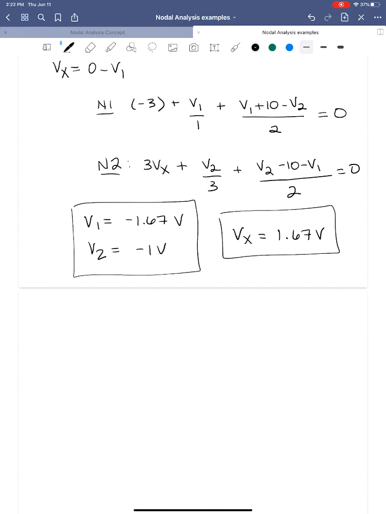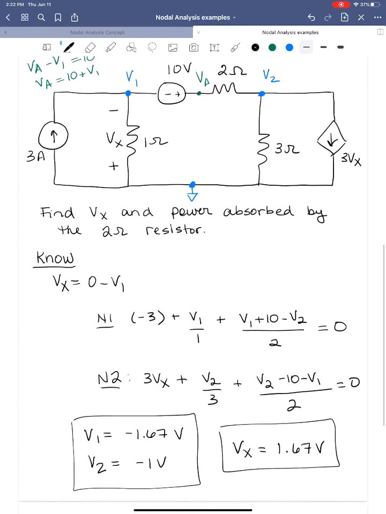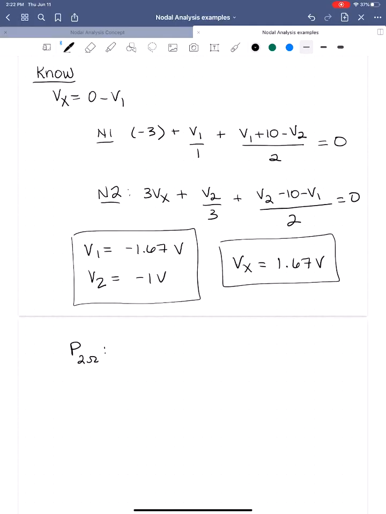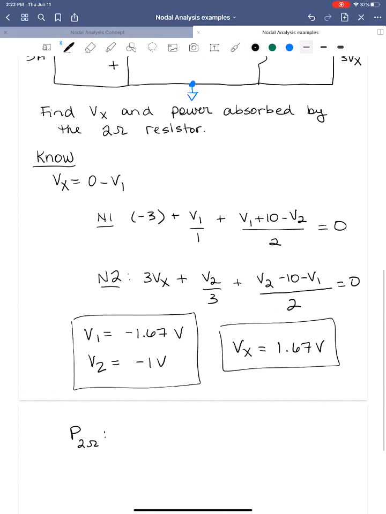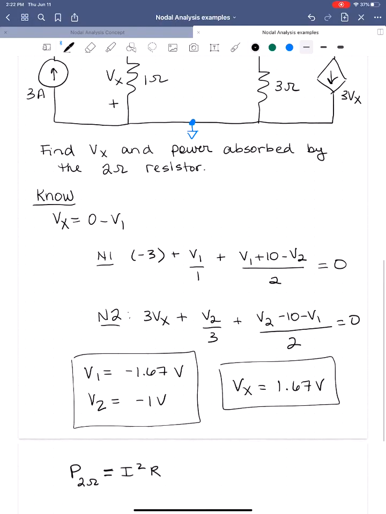Okay, so now we need to look at the power associated with the 2 ohm resistor. Again, I like to use V squared over R when I'm solving for power with resistors using nodal analysis. All right, but it does not matter. Here I'm going to use I squared times R just to show you that it doesn't matter which way we go. So, what is the current through the 2 ohm resistor?